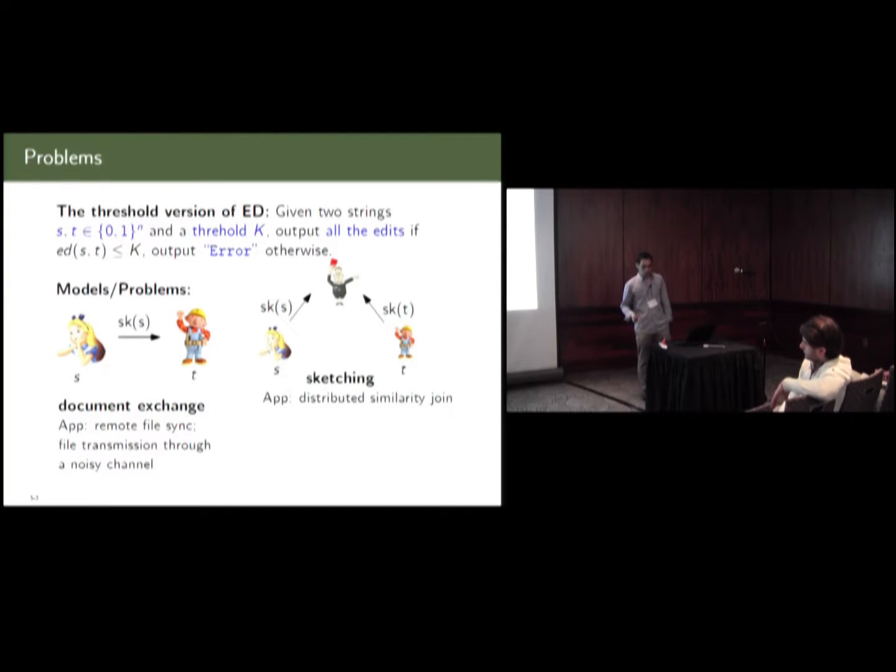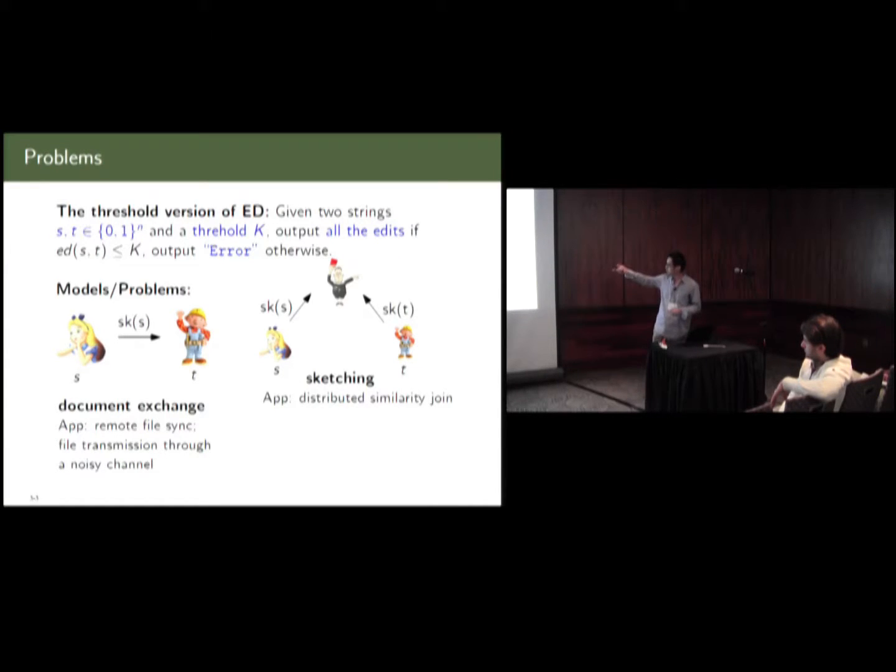And the second model is called the simultaneous communication model, or sketching. Here we also have Alice and Bob. They compute a sketch of their strings and send it to a third-party referee. Then the referee, after getting these sketches, wants to solve this threshold problem. This is useful in applications like similarity join, which is a very important question in databases.